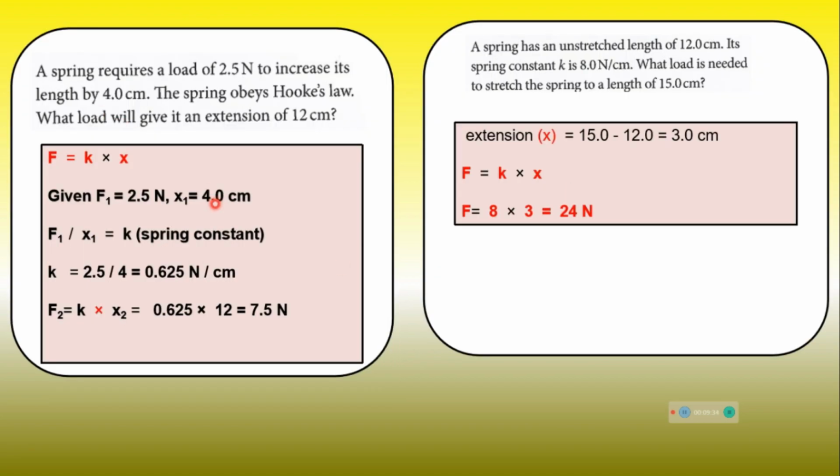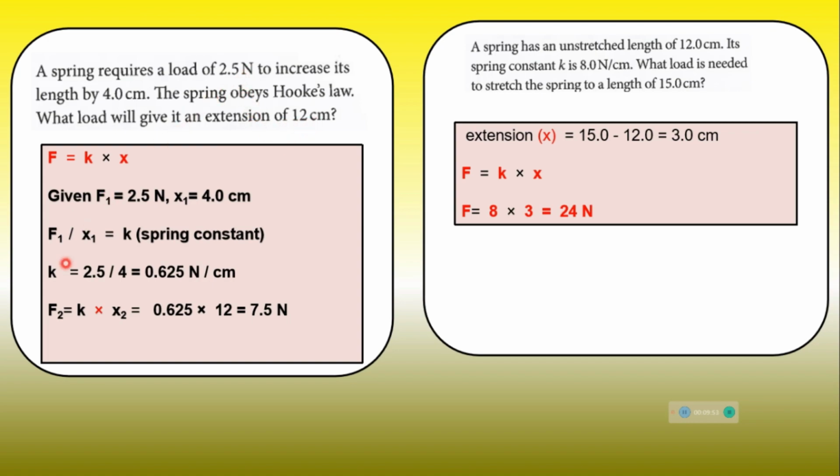Here we have solved some questions. A spring requires a load of 2.5 Newton to increase its length by 4 centimeter. So force F1 is 2.5 Newton and X1 extension is 4 centimeter. The spring obeys Hooke's law. What load will give it an extension of 12 centimeter?